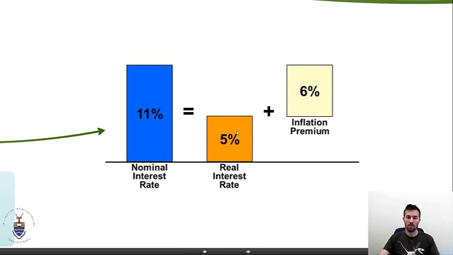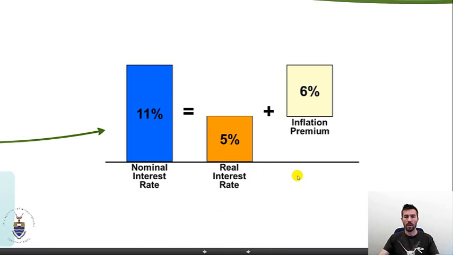Those maths buffs out there will realize that this number is not exact. If you are not a maths buff and you don't know why it's not exact, don't worry about it. For now, nominal interest rate is approximately equal to the real interest rate plus the inflation rate. In other words, my real return is nominal return minus inflation. So I can buy approximately 5% more at the end of the year than what I could at the beginning of the year. Because my nominal interest rate was 11% and the value of the basket of goods has gone up by 6%, the difference between the two is my increase in real value.